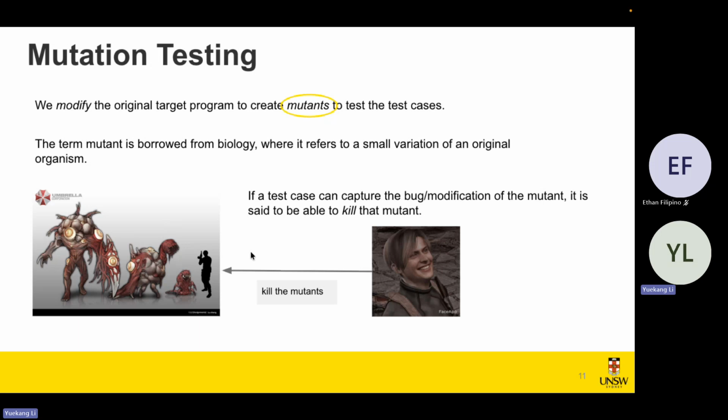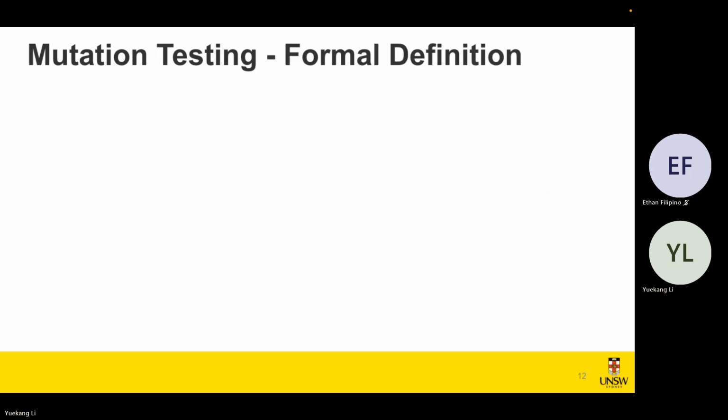So this is an in-game character that can kill the mutants. If a test case can kill the mutants we create by modifying the original program, then it is a good test case. In this way, we can use the ability of killing mutants to evaluate the quality of test cases. And that is an informal description of mutation testing.